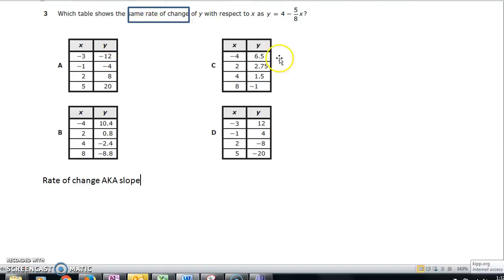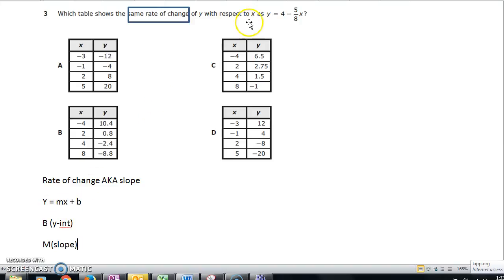So I'm going to go over here to my equation. Here's my actual equation. It's already in y equals form. It's already in slope-intercept form. And if it's in slope-intercept form, then I know that the number all by itself, this number right here, that's my y-intercept. And the number in front of the x is my slope.